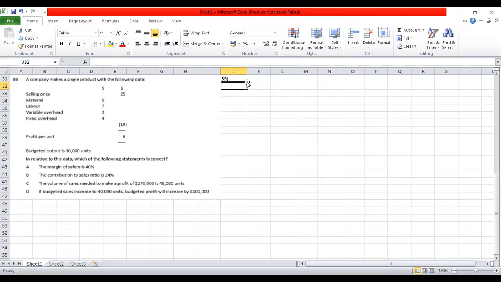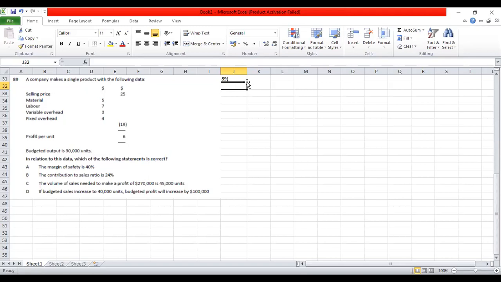The first one, option A, talks about margin of safety. So what is margin of safety? Budgeted output is 30,000 units. If budgeted output is given to us, at the budgeted output of 30,000, we have the details given: the selling price, the other costs, all of them.